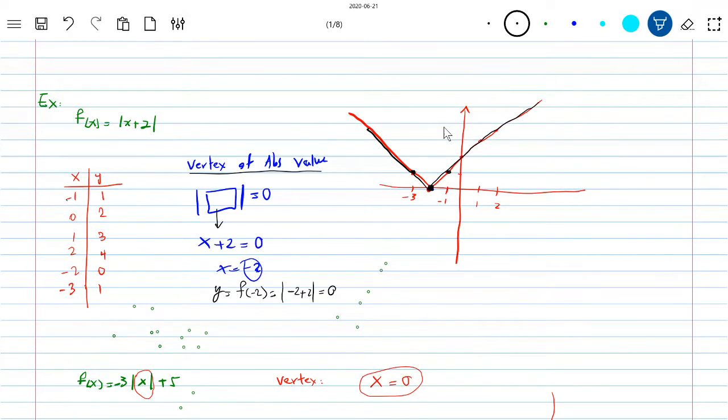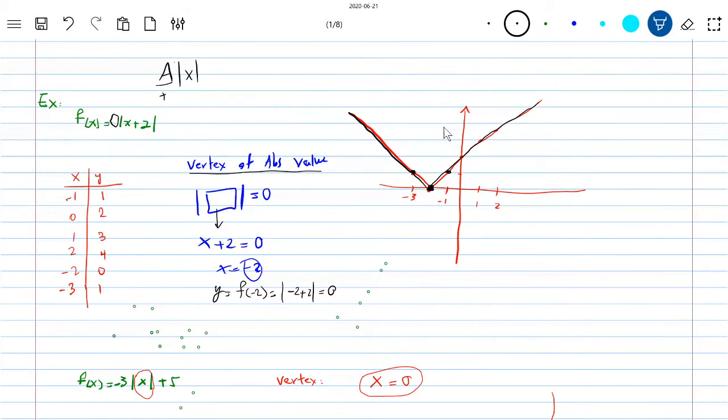If I know that vertex point, then I know where to create the V shape. This V shape is not always upward. It depends on the coefficient of the absolute value, this coefficient up front: a times absolute value of x. Capital A, I think that's what we used originally. A times absolute value of x.